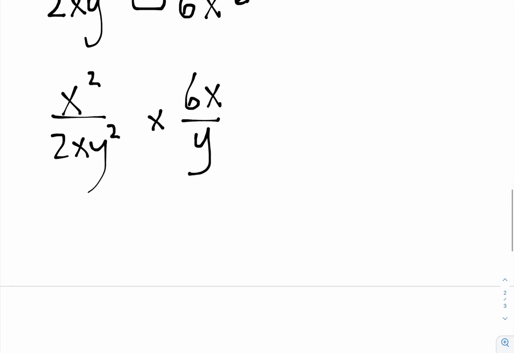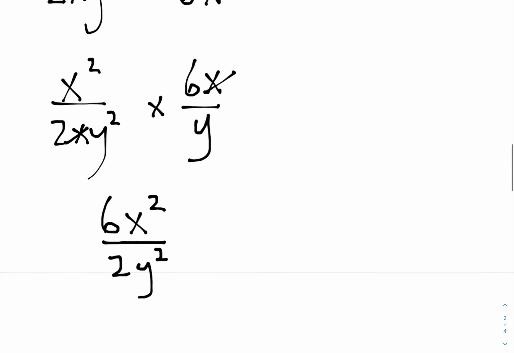Now we're just going to cross out what we see on the top and the bottom. So there's an x on the top here and an x on the bottom there. And it looks like that's all we can cross out in terms of variables. So we're going to have that 6 left over times x squared divided by 2y squared.